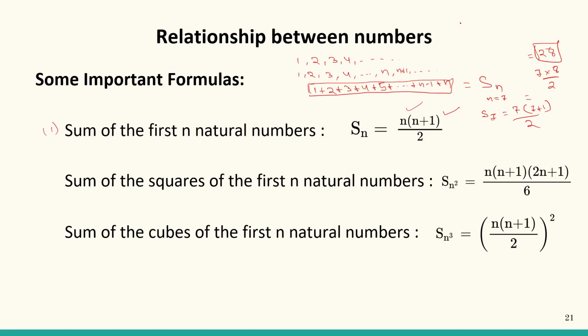Okay, so 15 plus 6 is equal to 21, and 21 plus 7 is equal to 28. So you can manually verify that these are actually true.